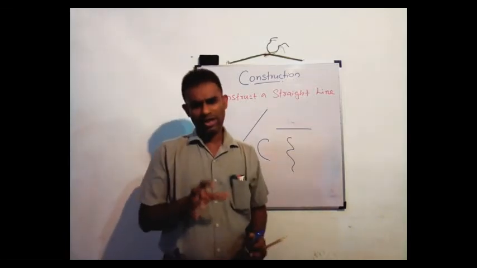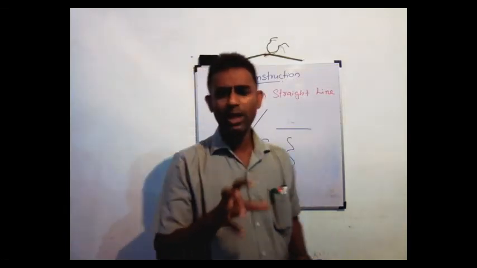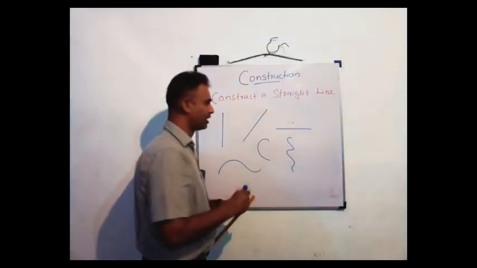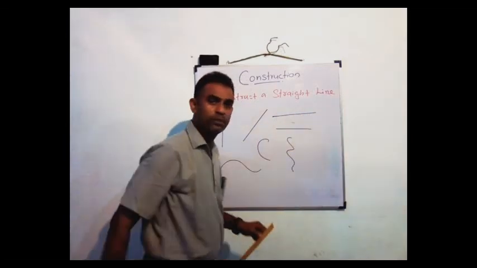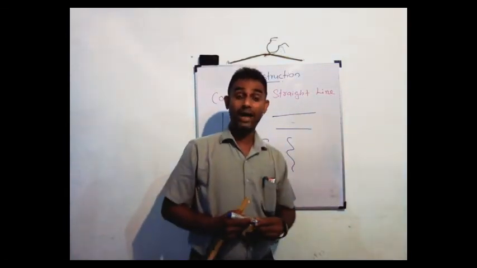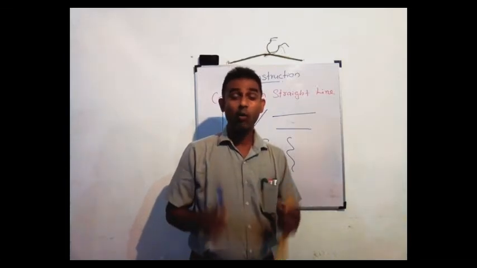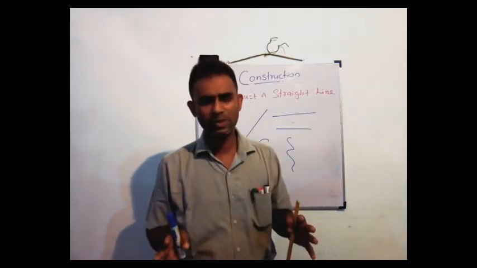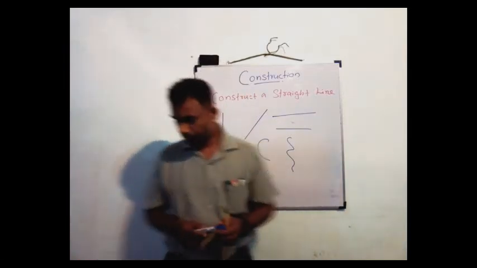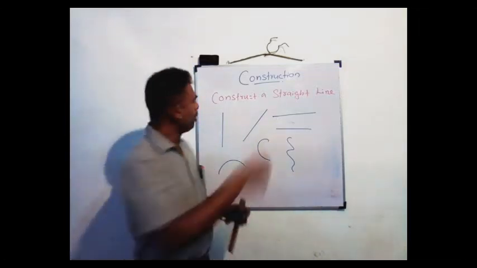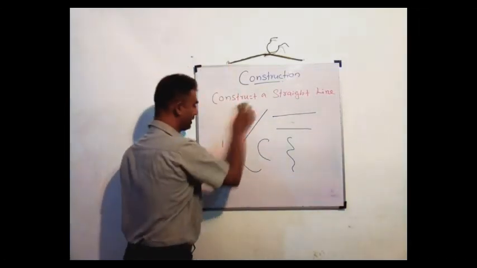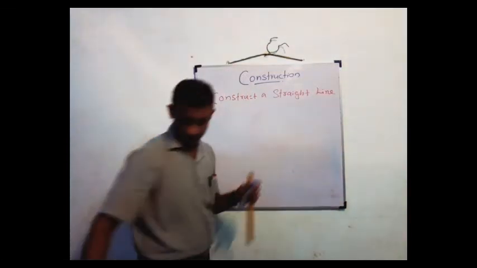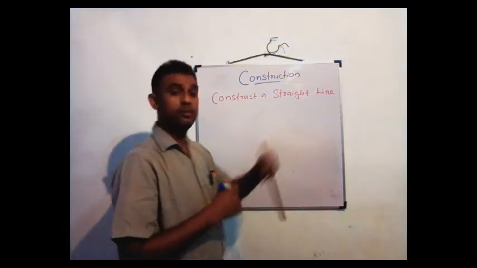Now we want to study how we draw a straight line for a specific measurement. We can draw a straight line like this by using the ruler, but we want to study how we construct a straight line for a specific distance, a specific measurement. I'm going to discuss how we create a straight line for a specific distance.